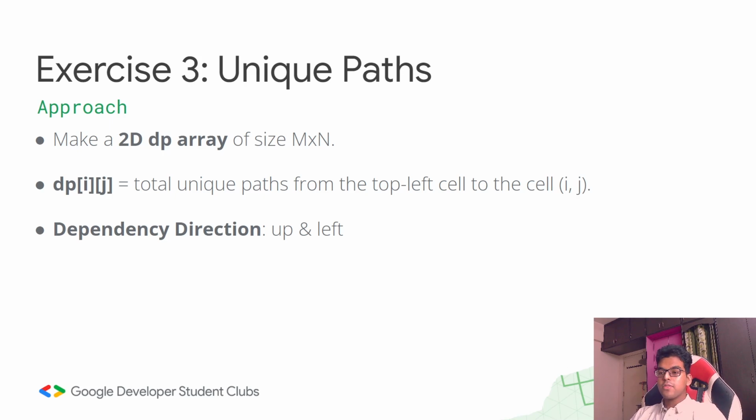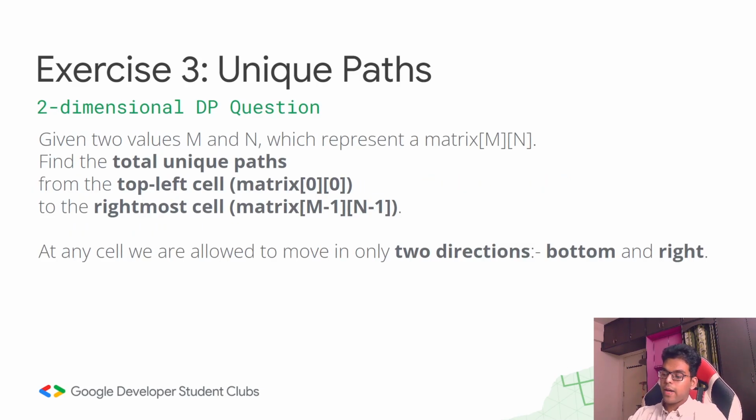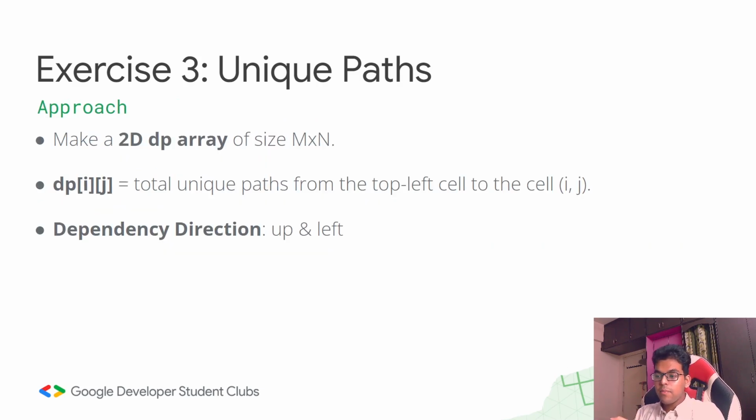So the approach that we can use to solve this problem is firstly initialize a 2D DP array which mimics the input grid of m cross n dimensions. Each cell in the DP, let's say the ith row and jth column, that is DP ij cell, represents the total unique paths from origin 0, 0 to that coordinate, that is i, j. So the dependency direction for any cell is up and left. Since we are allowed to move in only two directions, bottom and right, the current cell could have been reached from either up or left directions, that is north or west. So that is the dependency direction.